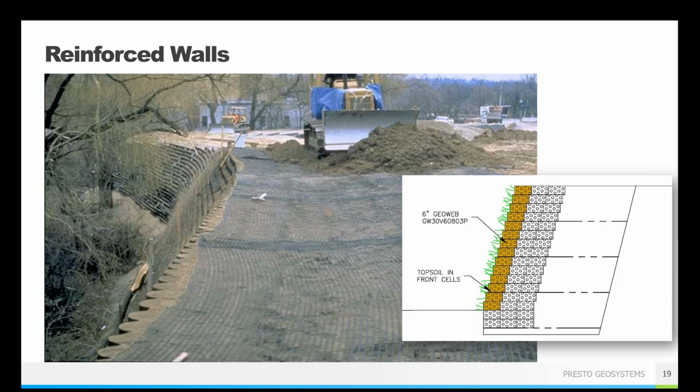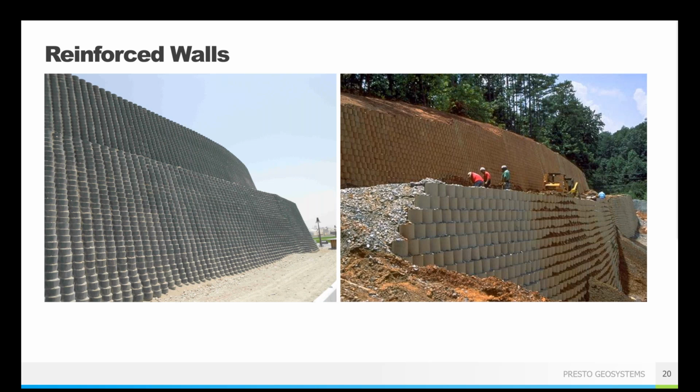And so while reinforced walls are not limited in height, it still may be beneficial to use multiple tiers of shorter height walls. And that's because the length of the reinforcement might become too large with a single tier. So the ratio of wall height to reinforcement length is 70%. So if you had a 20-foot high wall, you need 14 feet of geogrid reinforcement behind it. A 40-foot high wall needs 28 feet of reinforcement.